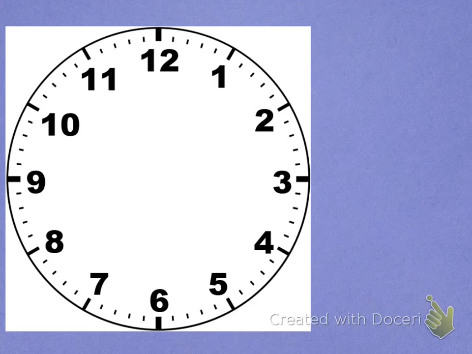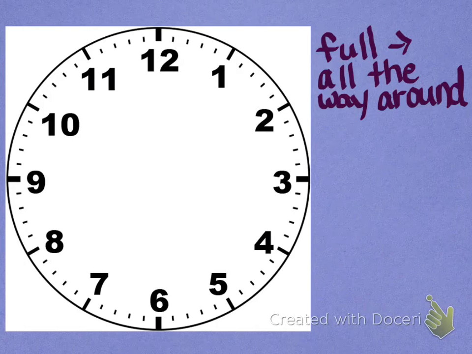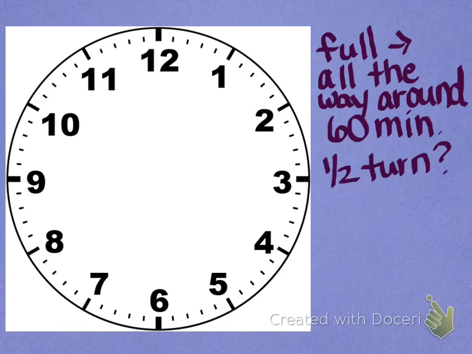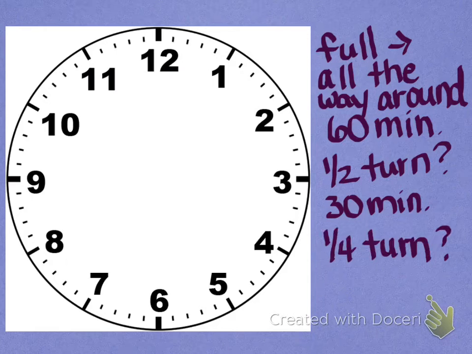Let's take a look at some tools that might help us in case you didn't know how to figure that out. We've got a clock, of course. If we think about a full turn, that means we're going to go all the way around the clock. That's going to be 60 minutes. 1/2 of a turn, so if you think half of an hour, it would be 30 minutes. 1/4 of a turn would be 15 minutes.